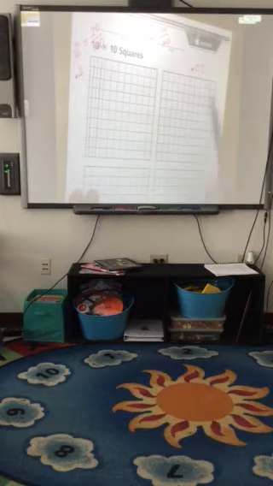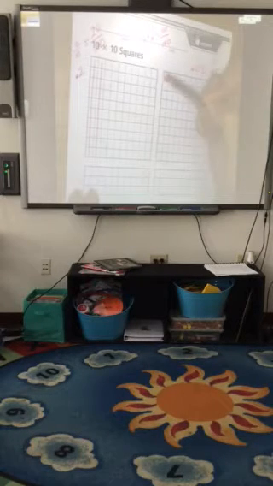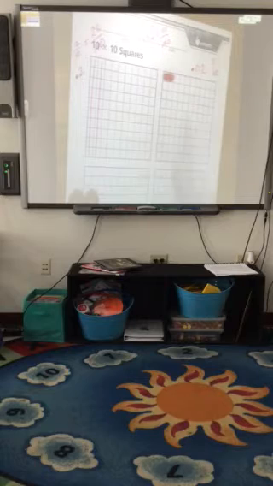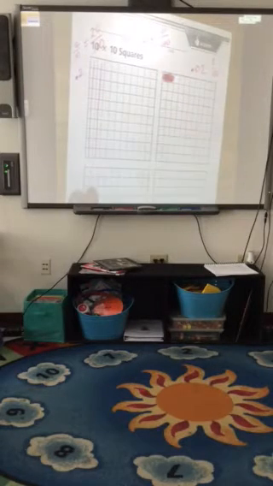0.02. Okay? So I have no tenths, but I have 2 out of 100. 2 out of 100. So it would look like this. Color that in. See the difference between 2 100ths and 0.2.